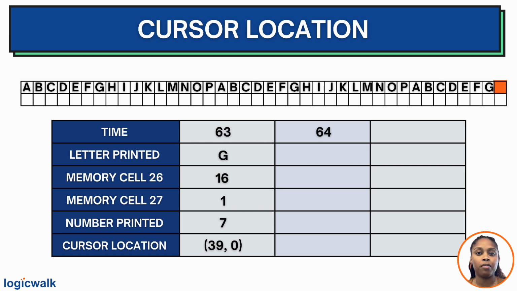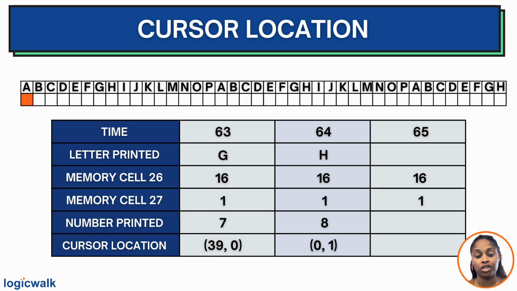At time 64, memory cells 26 and 27 remain unchanged. The display prints a capital H in position 390. The number printed increases to 8, and the cursor moves to 01, which is the first space in the second row. At time 65, memory cells 26 and 27 still remain unchanged. The display prints a capital I in position 01 at the beginning of the second line. The number printed increases to 9, and the cursor moves to 11.